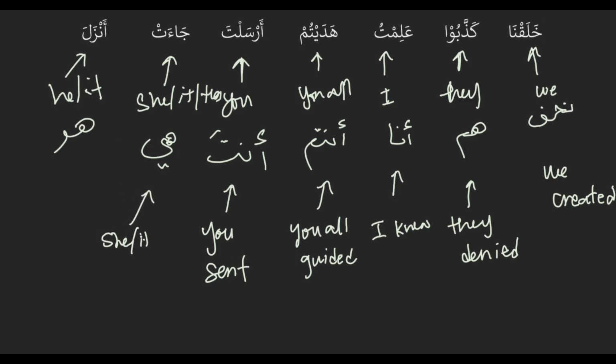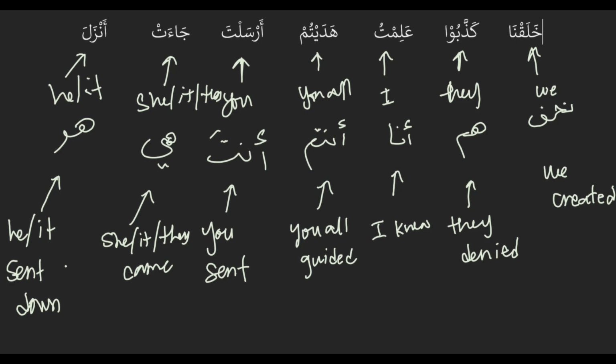جاءت. جاء was to come. She, it, they came. Good. And last one, أنزل. أنزل is to send down. He, it, sent down. Good. Any questions? No, I think it's clear. Okay. Just have to memorize the chart. Yes. Make sure you do it.